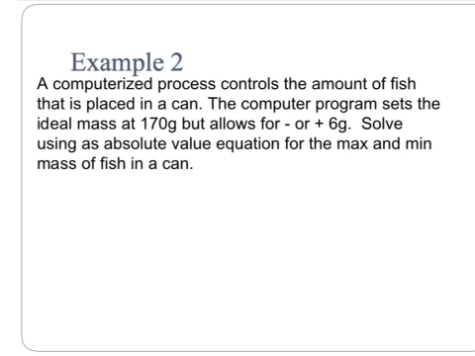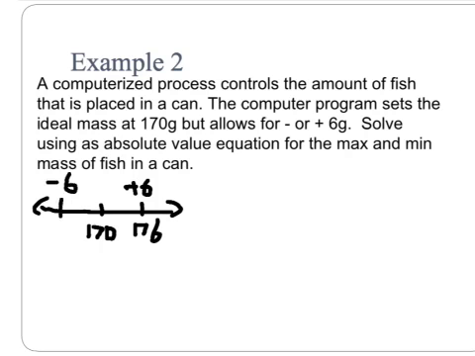Now I'm sure most of us can just look at that, use a number line, and solve this, okay? But I want us to set up an absolute value equation. But just to show you, we all know that we could go 170. Well, if we add 6, we're at 176. We subtract 6, we know that we are at 164. So that's really our min, that's our max.